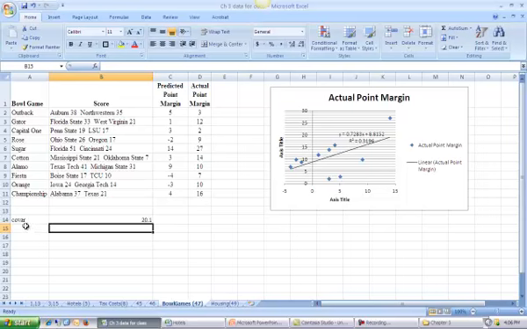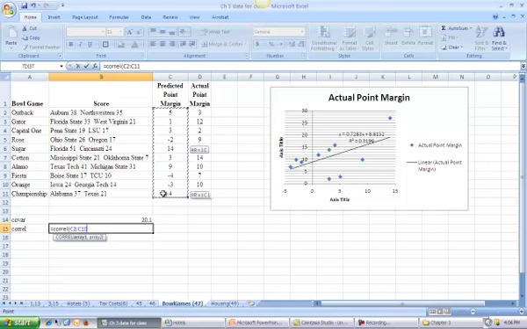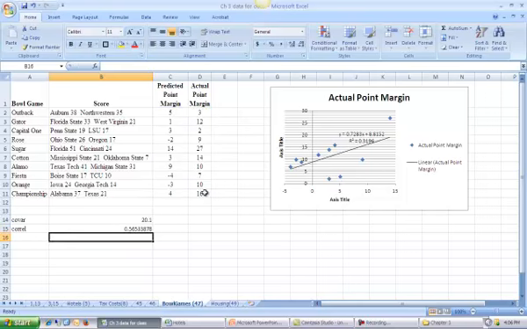So I have a positive covariance, which would mean a positive relationship, and then I can calculate my correlation in the same way. And I come up with a positive number, but it's not really all that close to 1. So there is a relationship, but it's not an incredibly strong relationship between the predicted point margin and the actual point margin.